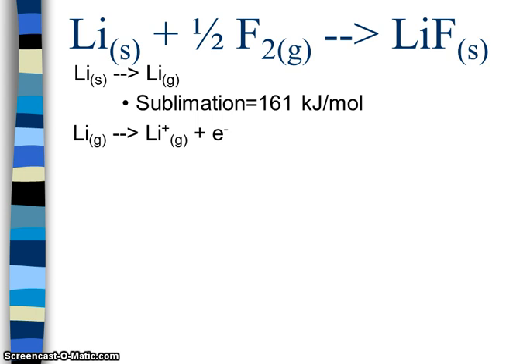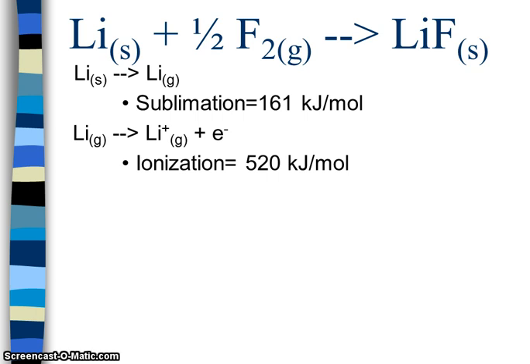Then we need to change those lithium atoms to lithium ions. So we're looking at ionization energy. And again, we know that to remove an electron, we're going to have to add energy in. So our first ionization energy for gaseous lithium is 520 kilojoules per mole. Now our lithium ions in the gaseous state are ready to combine together to form our binary ionic solid.